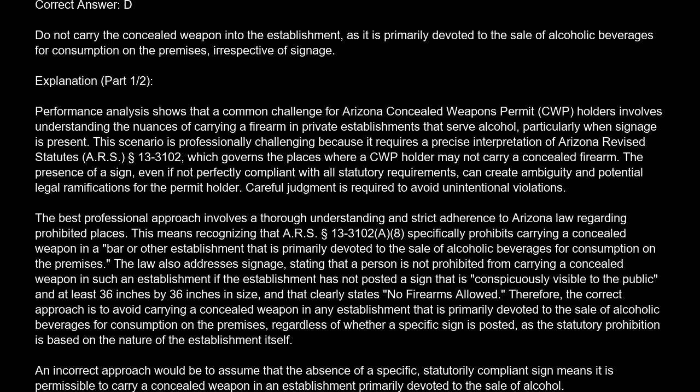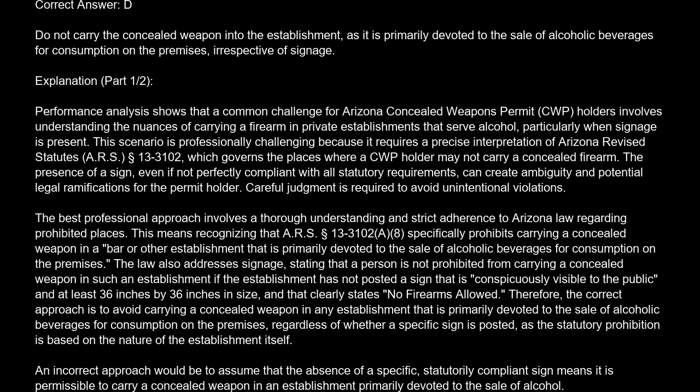Correct answer is D. Do not carry the concealed weapon into the establishment, as it is primarily devoted to the sale of alcoholic beverages for consumption on the premises, irrespective of signage. Explanation: performance analysis shows that a common challenge for Arizona concealed weapons permit (CWP) holders involves understanding the nuances of carrying a firearm in private establishments that serve alcohol, particularly when signage is present.